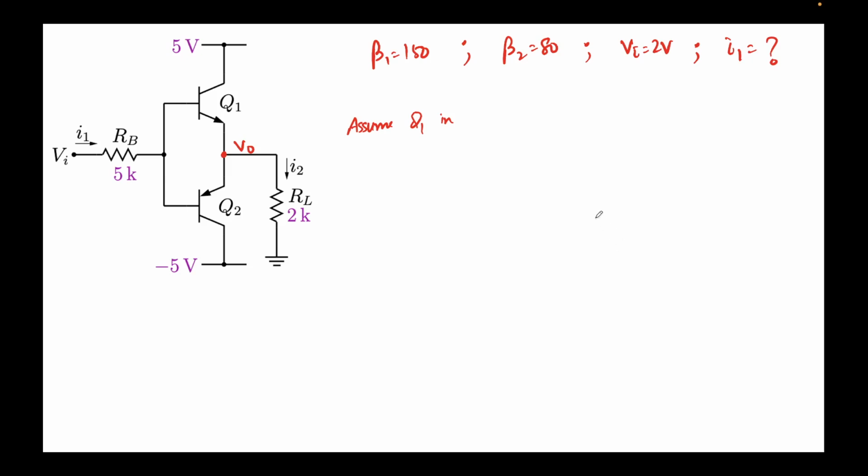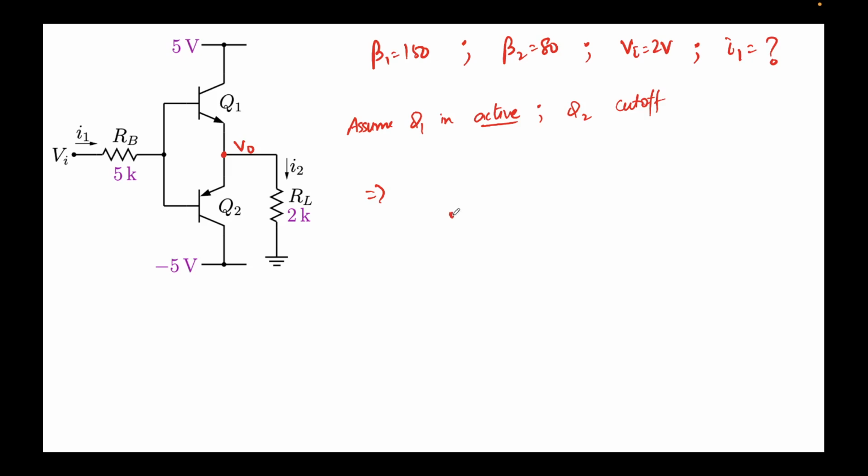Okay, thank you. So we'll assume Q1 to be active, right? We don't know whether it's active or not, but it's on. And Q2 cut off. We'll check these assumptions, but for now let's just assume that, and we'll draw the circuit diagram.